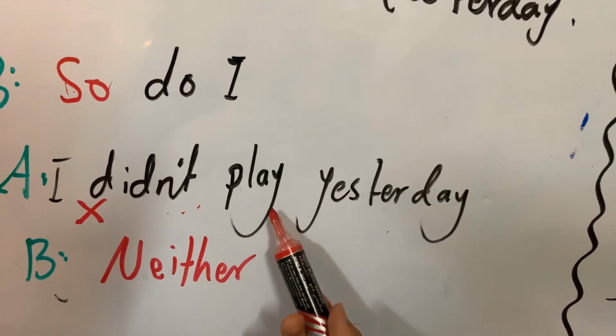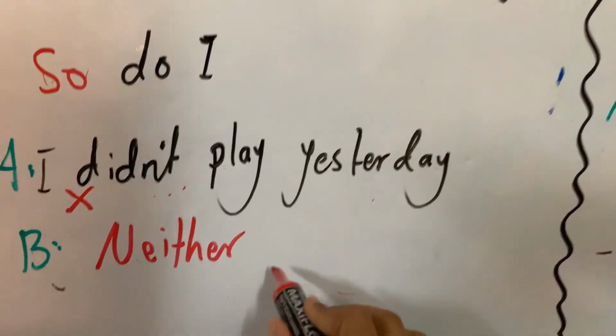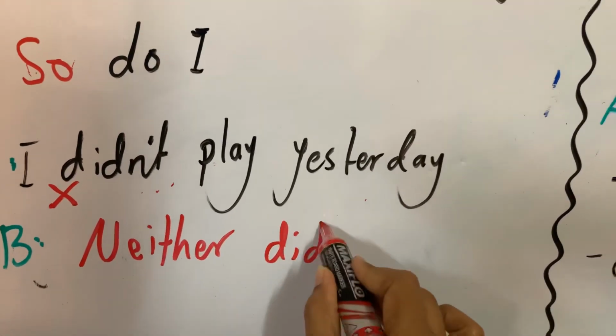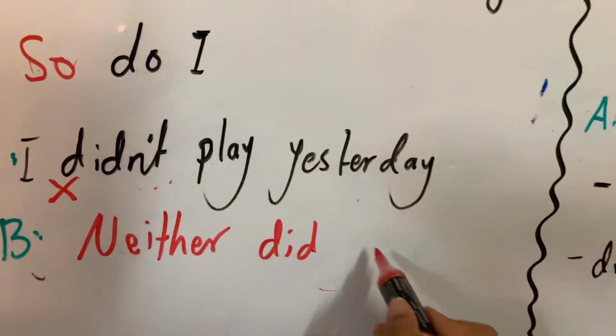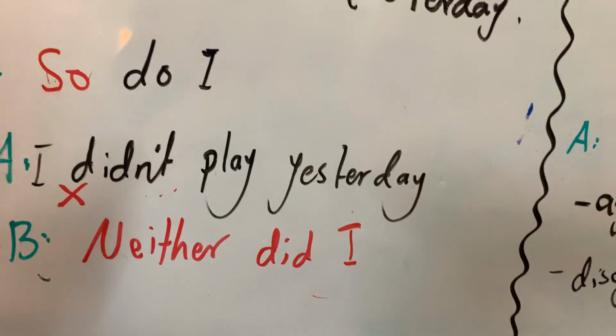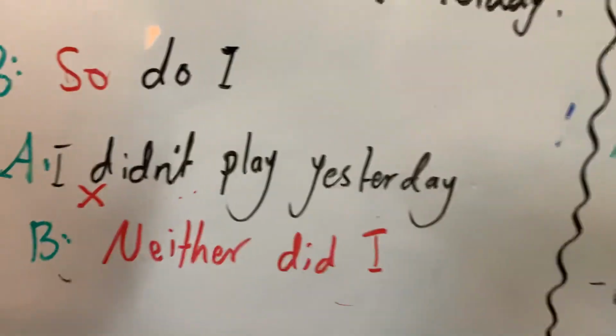Neither, and exchange them, because here we have a helping verb. I can't use "play" because "play" is a main verb. So "neither," "did" or "didn't"? It will be "did" without "not." Why? Because "neither" is enough. "Neither did I." Okay? Is it easy?